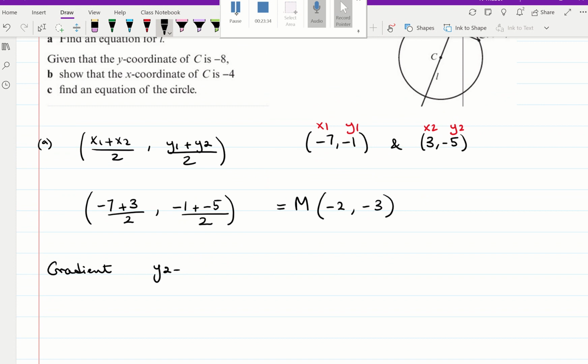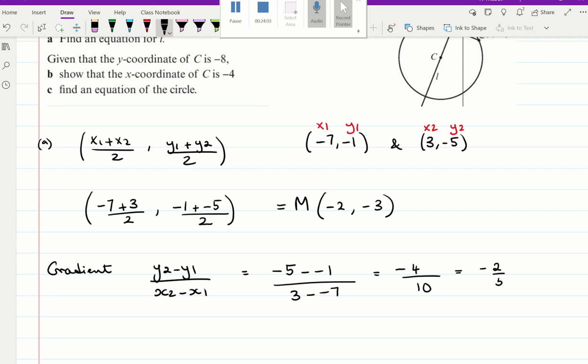And of course it's y2 minus y1 over x2 minus x1. I'm going to use the same. So -5 minus -1 over 3 minus -7. So this is -5 plus 1, which is -4. And this is 3 plus 7, which is a +10. So this is a -2/5, which means the gradient of L is perpendicular to that. So it's a +5 over 2.